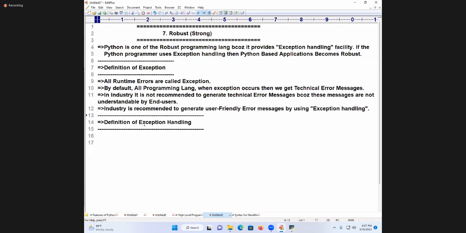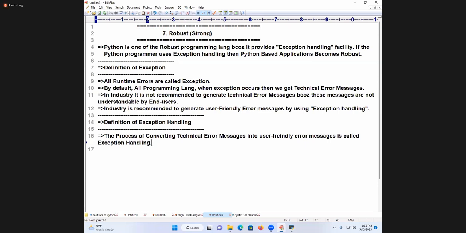Right. There are a lot of syntaxes in this. Tell me the definition of exception handling. Please look carefully. Exception is different, exception handling is different. What is the definition of exception handling? The process of converting technical error messages into user-friendly error messages is called exception handling.